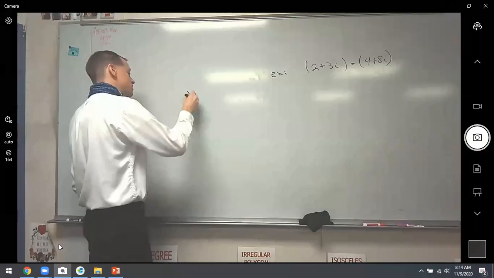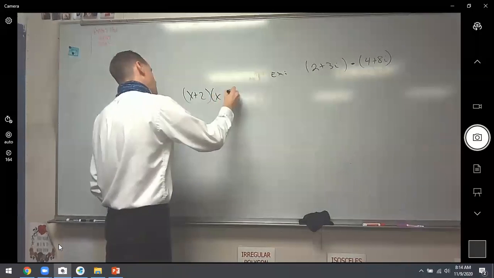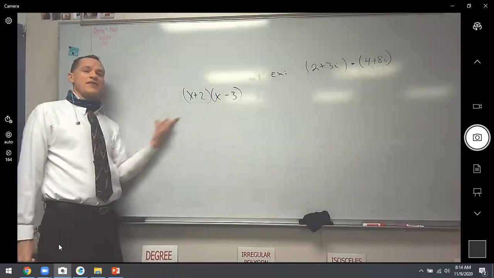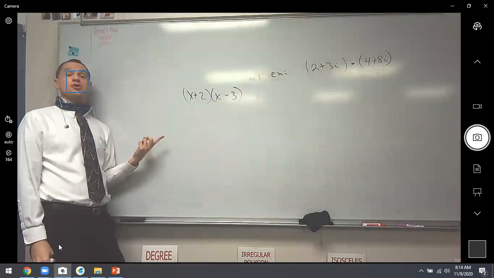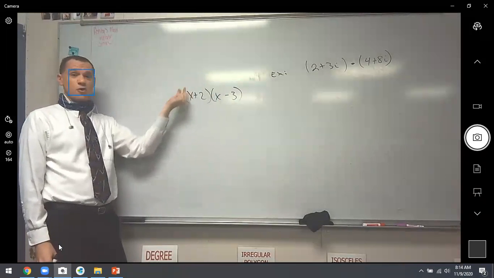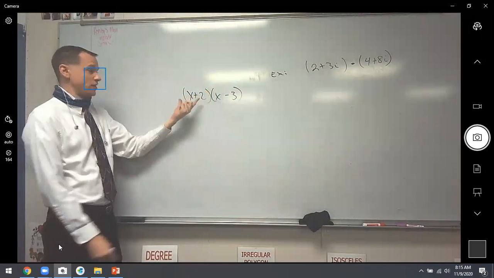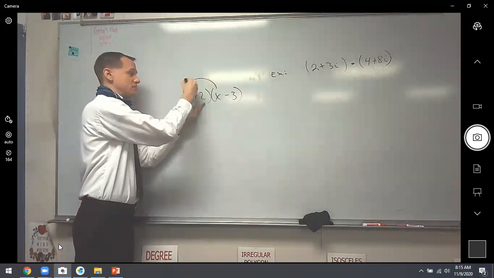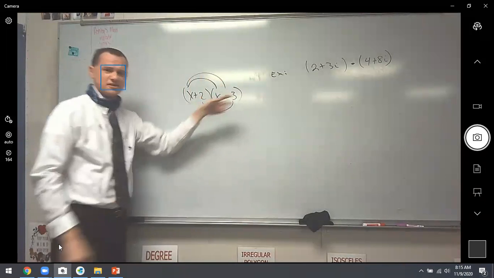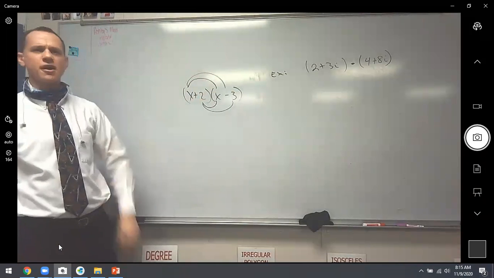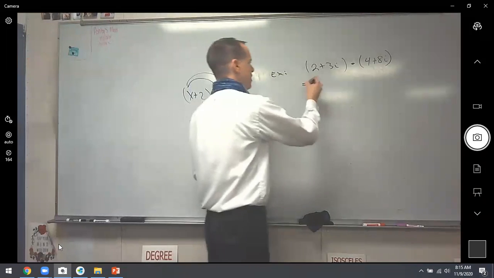And don't let the new stuff confuse you. If I gave you this and said distribute, would you know what to do? Hopefully you take every single one, FOIL it out, right? Because that's how you do it when you have a binomial times another binomial. I got to do this times this, and this times this, and this times this, and this times this. That's how it works, right? It's no different here. Just because they're i's doesn't mean it's going to be any different of a process.